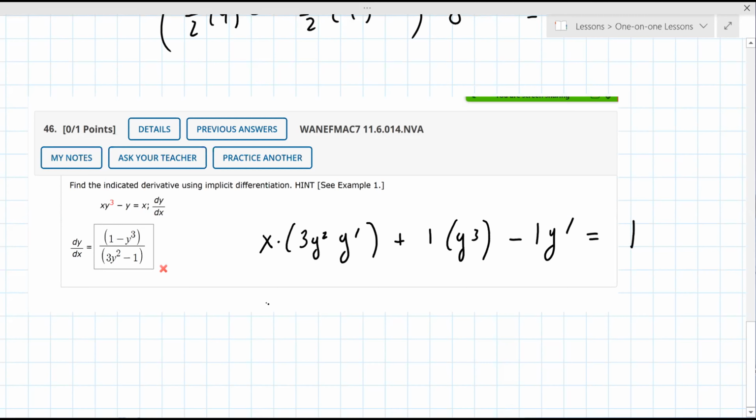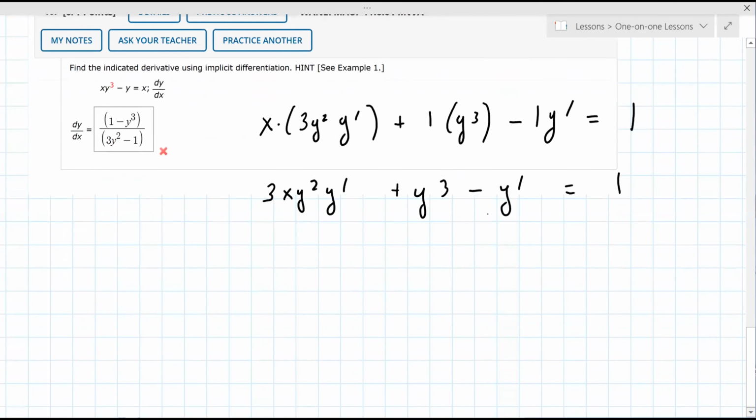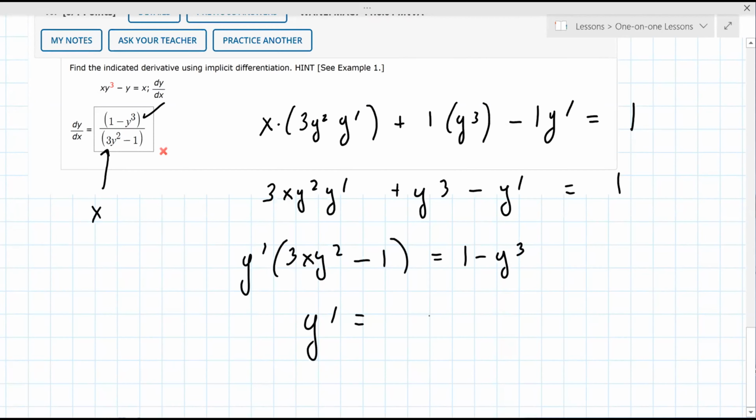Okay. So I'll clean this up a little bit. It's 3xy squared y prime plus y cubed minus y prime equals 1. So you get the y primes on the same side. We're going to move the y cubed over. So this is 1 minus y cubed, which is what you got up there. That's good. And then, oh, you're just missing an x there because it ends up being y prime times 3xy squared minus 1. So y prime equals 1 minus y cubed over 3xy squared minus 1. Oh, okay, got it.